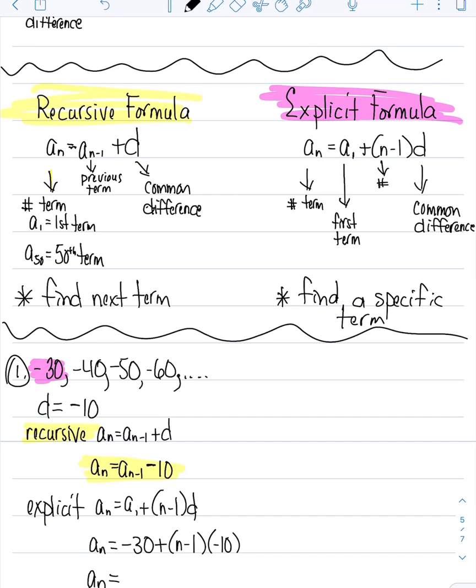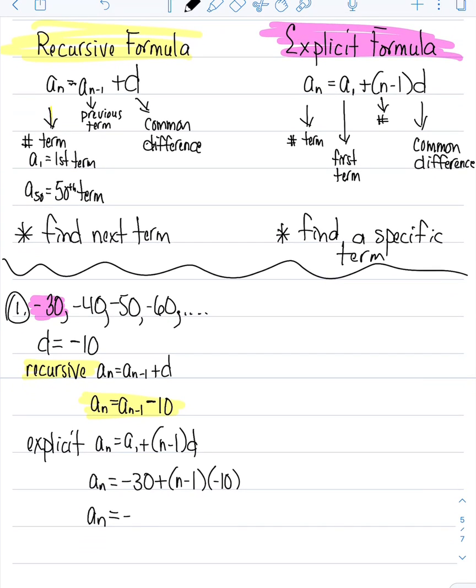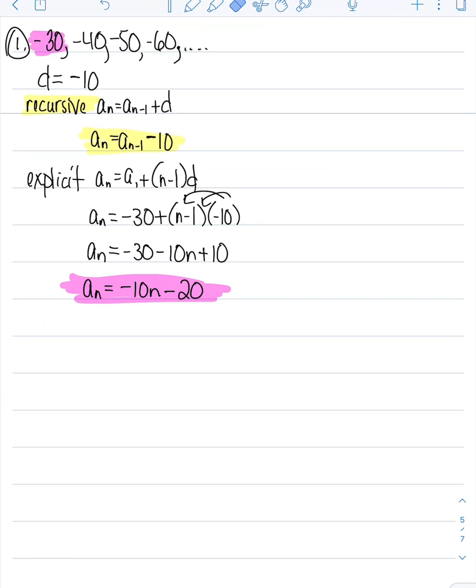So I can do the distributive property and combine like terms here. So negative 30 plus, and I'm going to multiply everything by negative 10. So negative 10, oops, I actually shouldn't have written that plus yet. Let me erase that. So n times negative 10 is negative 10n, and negative 1 times negative 10 is positive 10. Well, now I can combine, this is stuff we've already done, negative 30 plus 10 is going to give me negative 20. Let's try one more like that.